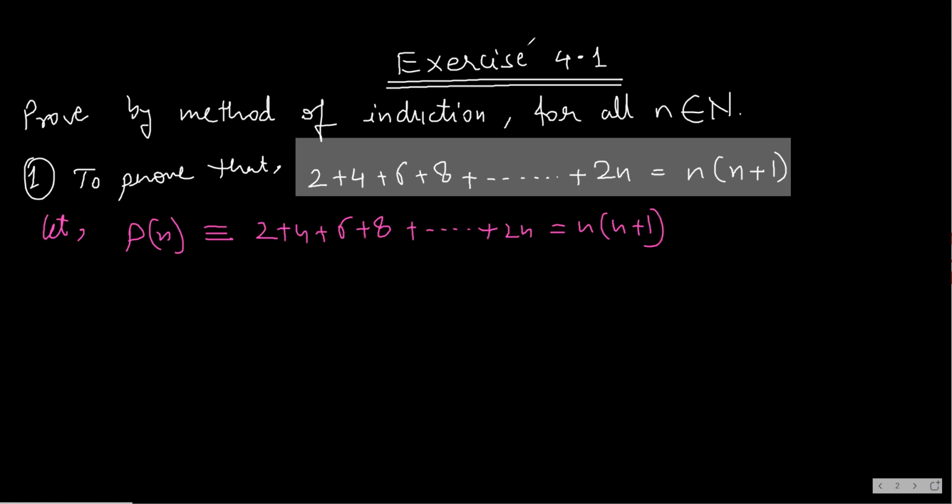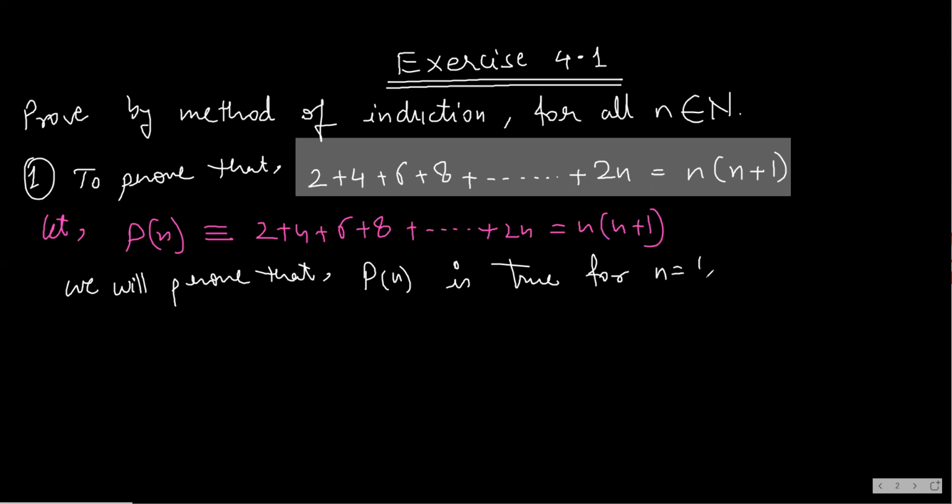As you know, the principle of mathematical induction goes in 2 stages. What is the first stage? The first stage is I will prove that this P of n is true for n equals 1. This is my step 1. What is step 1? Step 1 is we will prove that P of n is true for n equals 1.